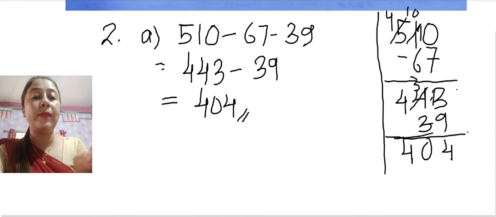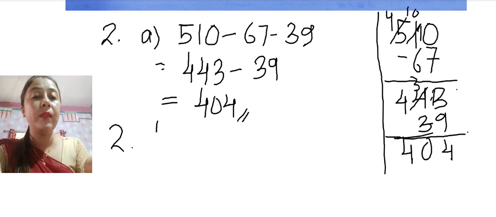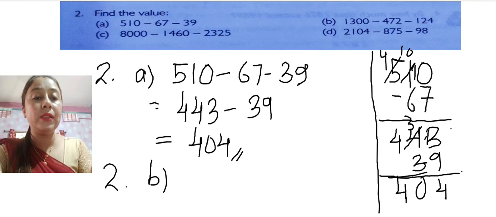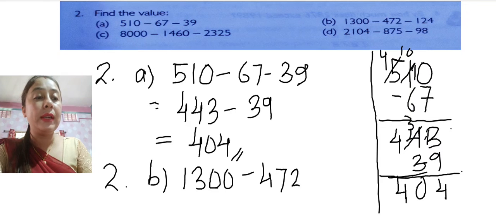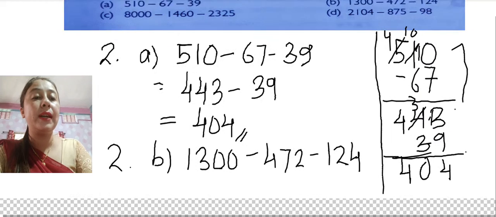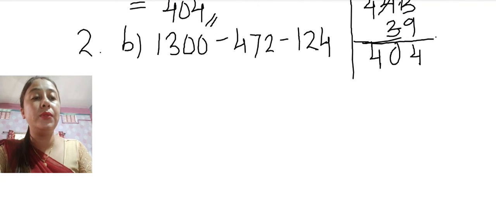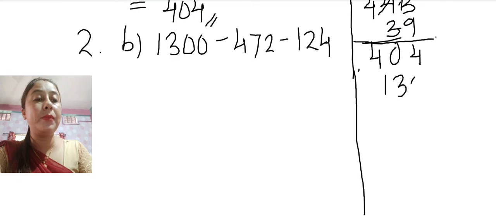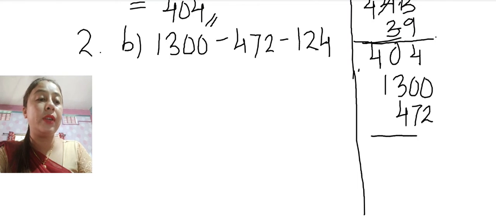Now 2B. Let me do 2B. This is 2B. The question is 1300 minus 472 minus 124. Yes, the 4 digits number are given there. So let us solve 2B. Let us solve it in the rough portion. What we will do first? Yes, we will first subtract 472 from 1300.